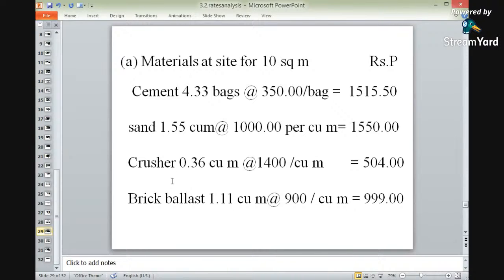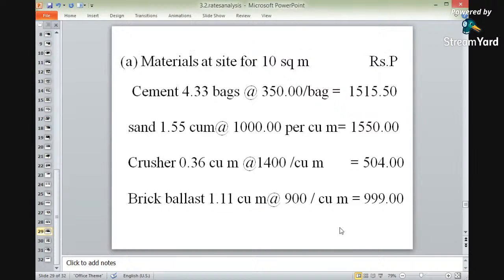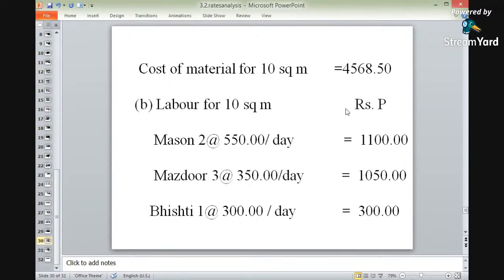Crusher, 0.36 multiplied by its rate 1400, comes to 504. Again, brick ballast 1.11 multiplied by its rate of 900 comes to 999. So we have just multiplied with the rates. What is the cost of materials for 10 square meters? The total cost comes to 4568.50.